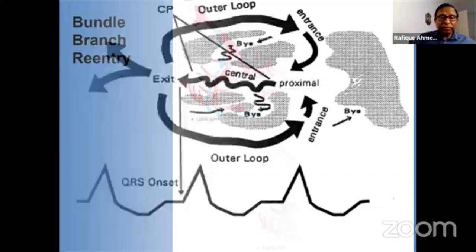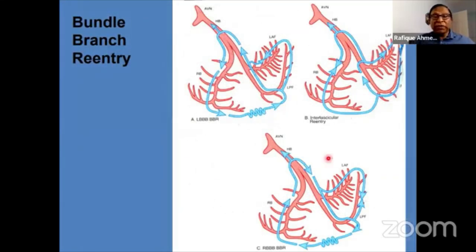So there is another type of arrhythmia that we call bundle branch reentry. So this is the right bundle, left bundle. What can happen is that the electricity can go down the right bundle, come back and go through the left bundle and produce this arrhythmia. And this is not uncommon. So this is left bundle reentry, right bundle reentry, and this is reentry over here. Left bundle reentry is fairly common in patients with dilated cardiomyopathy. Right bundle reentry is very common in cardiomyopathy patients.